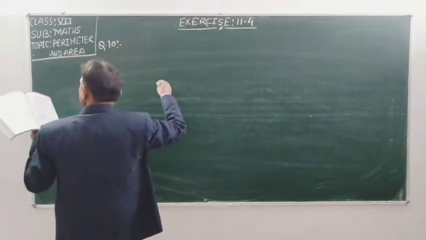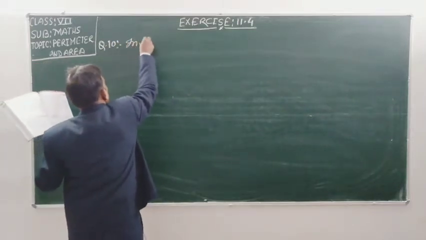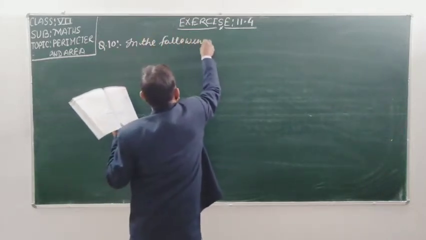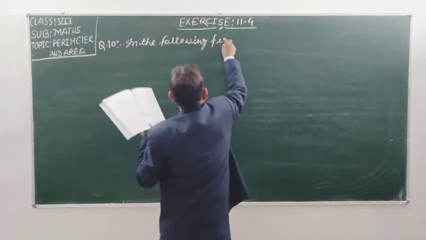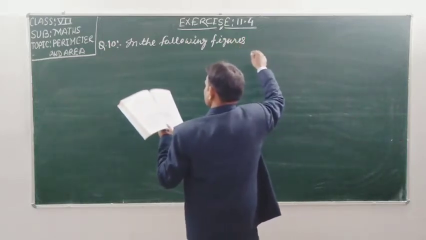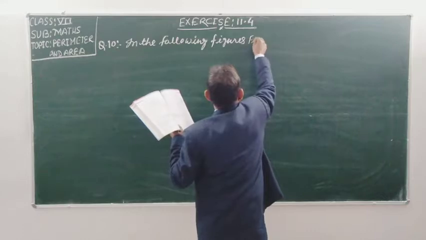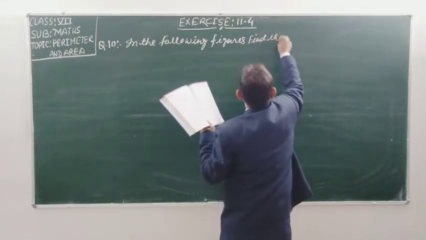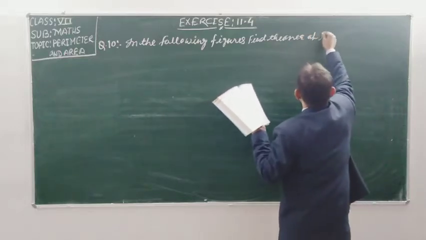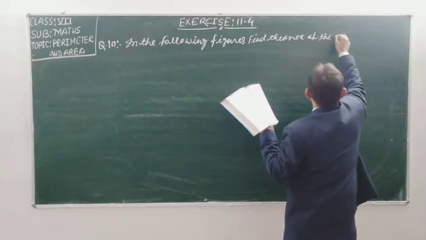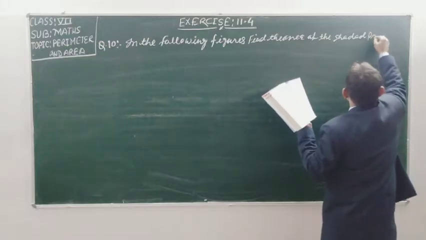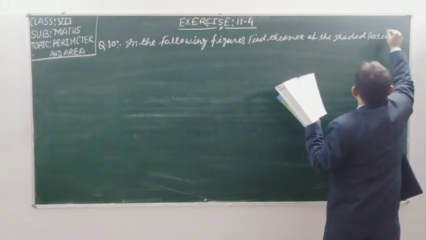Question 10 says, in the following figures, find the area of the shaded portion.